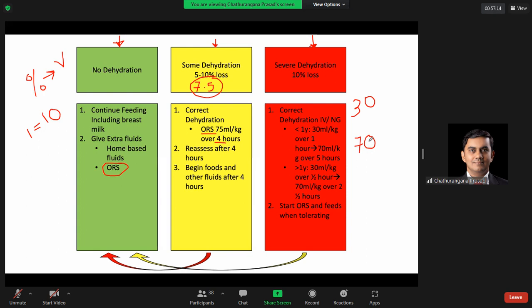So if the child is less than 1 year, you correct it over 6 hours. If the child is more than 1 year, you correct it over 3 hours. Remember, because it's an emergency, you don't use ORS or any of the oral fluids. This has to always be corrected intravenously. If you can't get IV access or intraosseous access, then of course there's a place to put an NG tube and give Jeevani. But as much as possible, you try to correct IV, at least intraosseous access. So once it is corrected, you can manage as no dehydration.